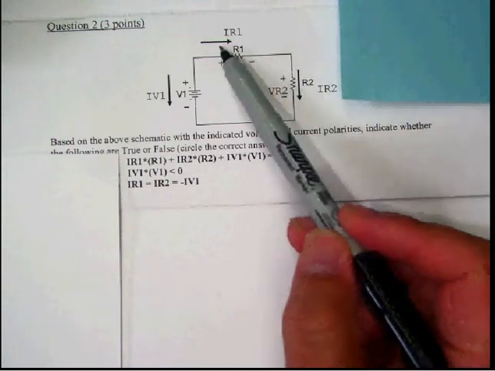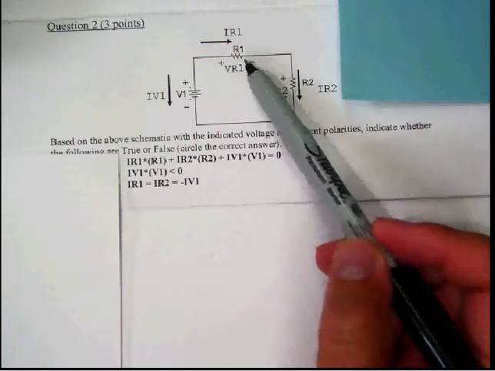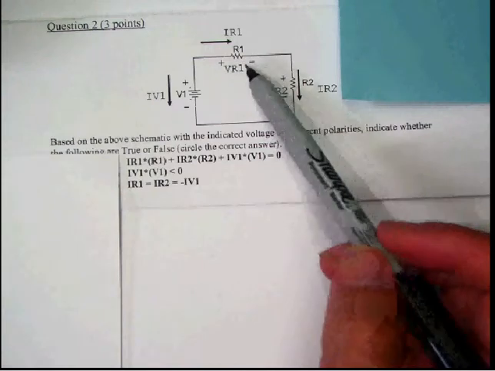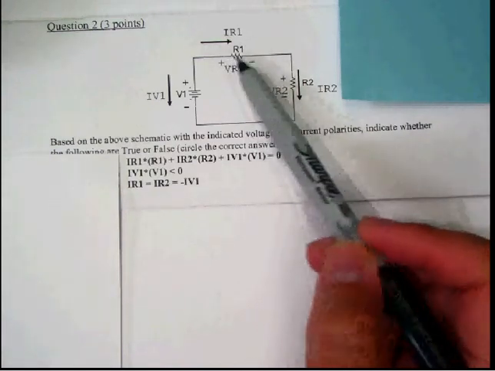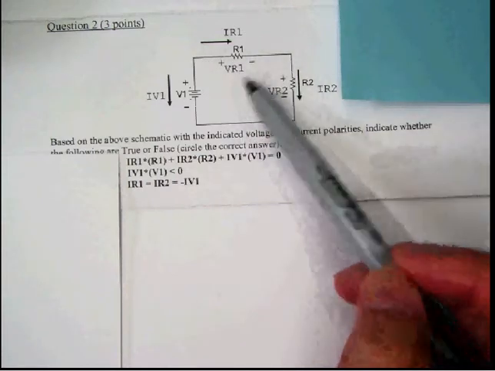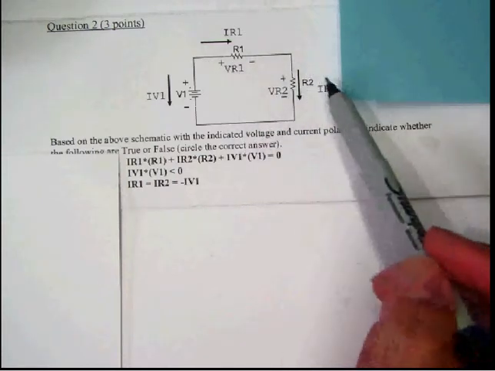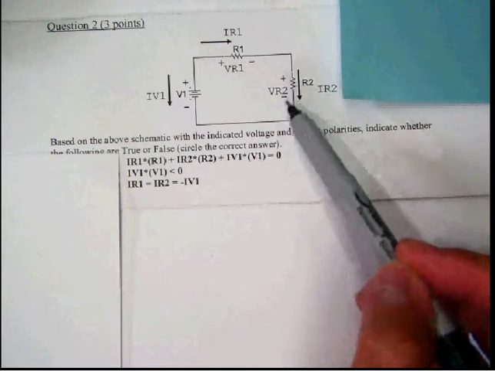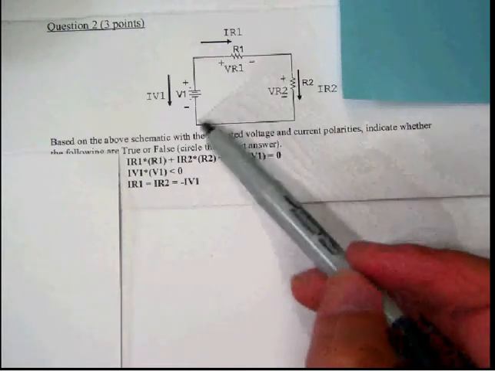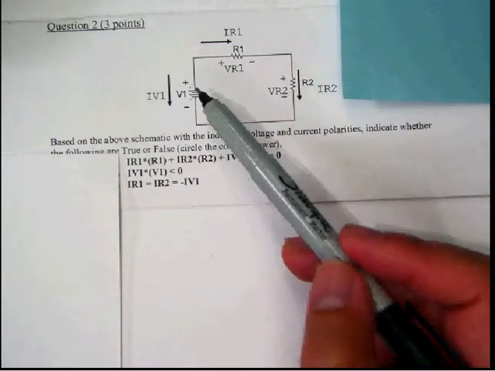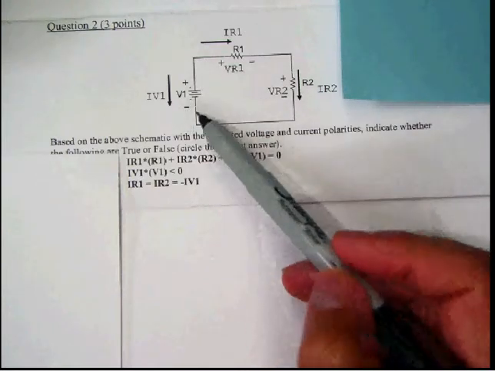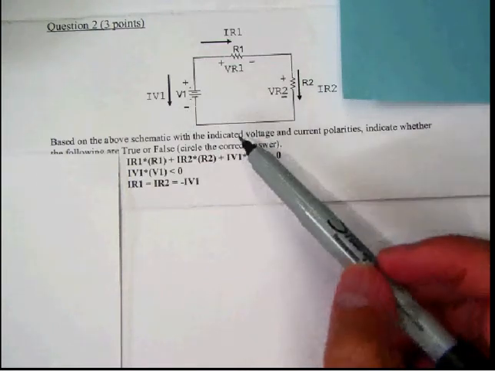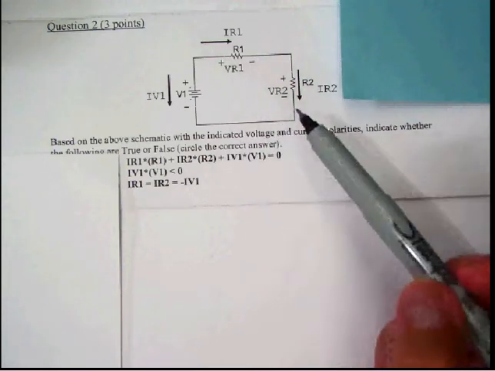But notice that they've marked the currents going through each of these elements in different directions. So we've got a current IR1 going through resistor R1 in the clockwise direction, similarly with the current IR2 going in the clockwise direction through R2. However, the current going through the voltage source V1 is marked as counterclockwise. So that might be a little bit confusing at first. So just keep that in mind.